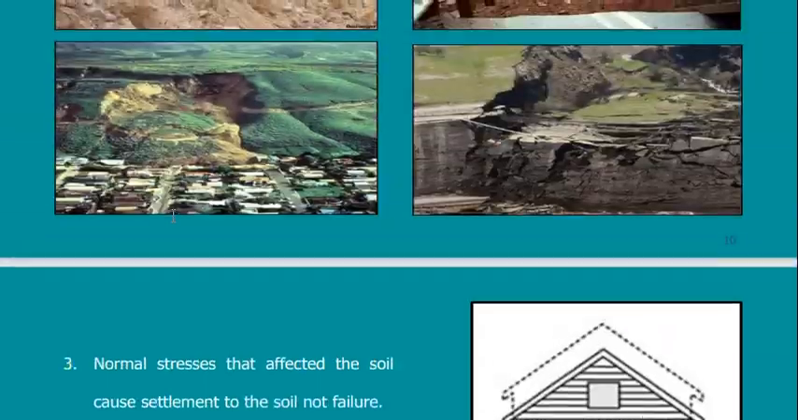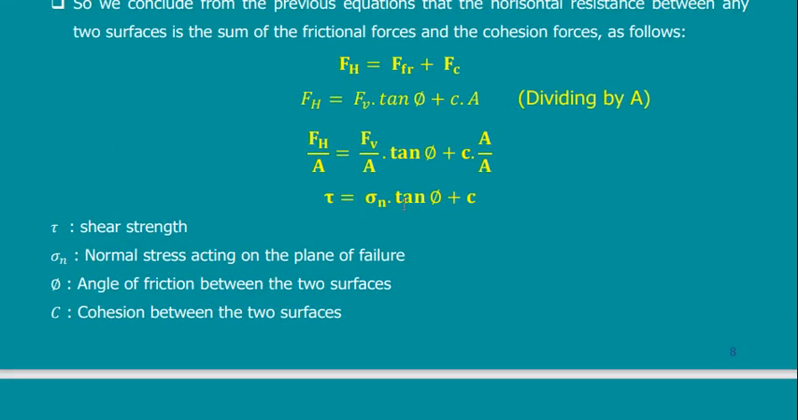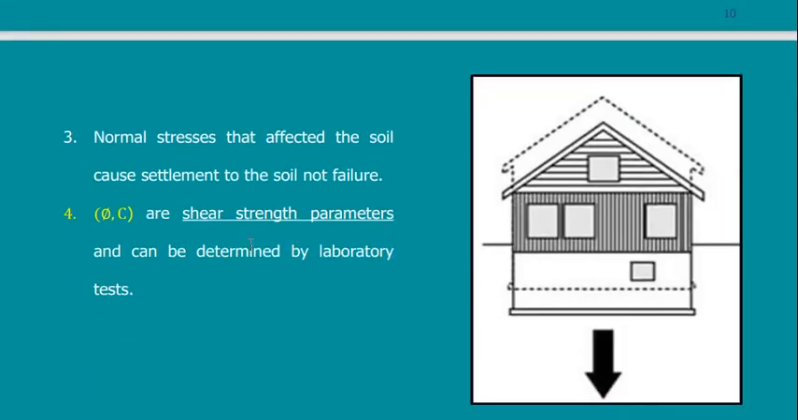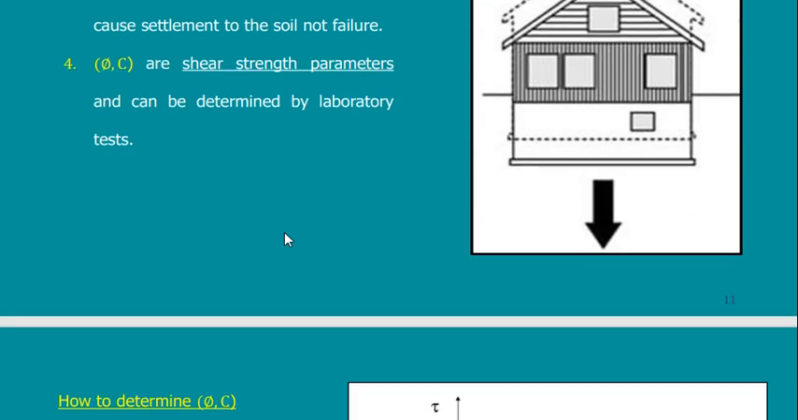We said that we have C and phi. You remember the equation? Here is C and here is phi. These are the two major important factors that are included in the shear strength formula. To get this C and phi, I can do shear strength tests in the laboratory. One of these tests is the direct shear test that you are going to conduct in next lectures in the shear box testing.